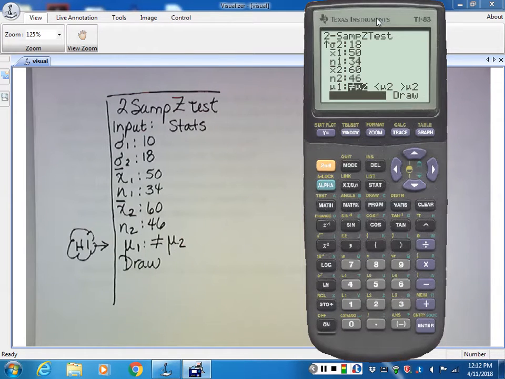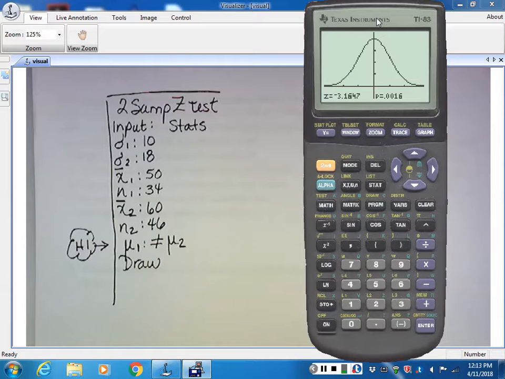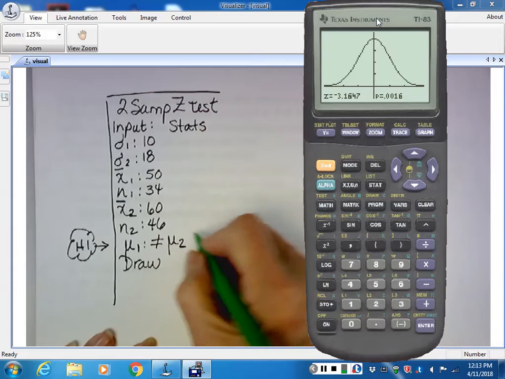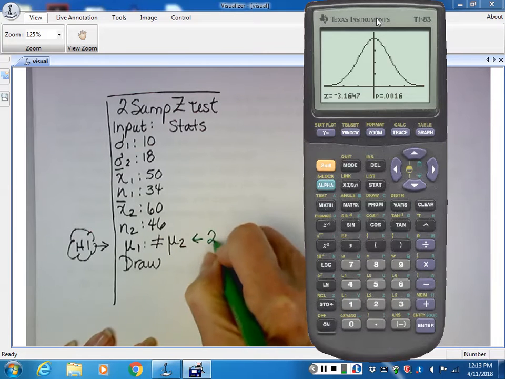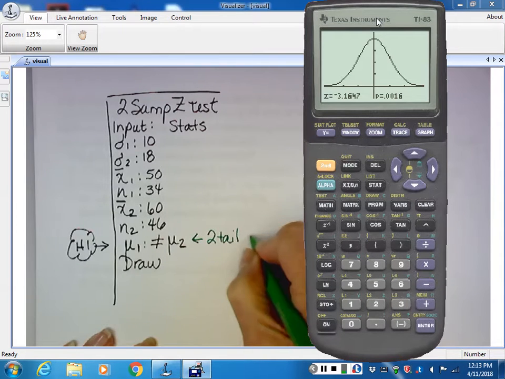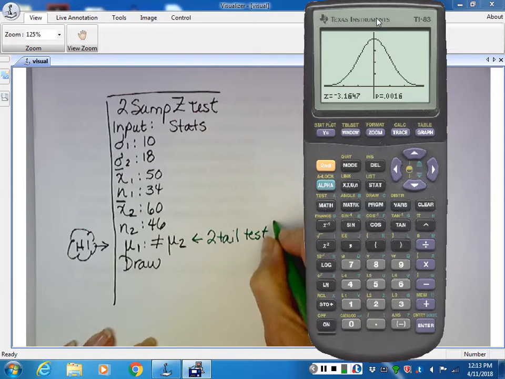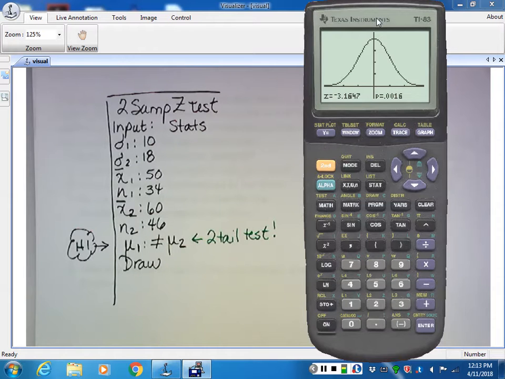Now I am actually going to calculate at the end of this to show you what the difference of the two is. But for now, we're just going to draw. Now I want you to remember this is a two-tailed test, because does not equal is always a two-tailed test.